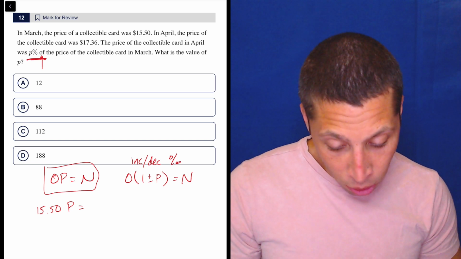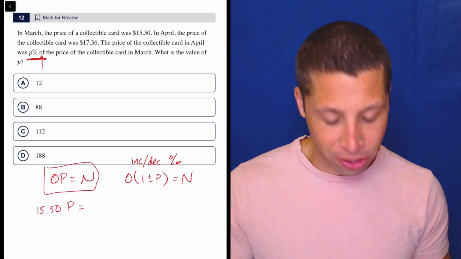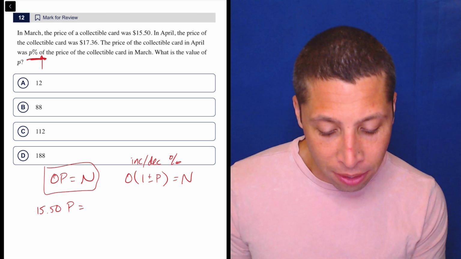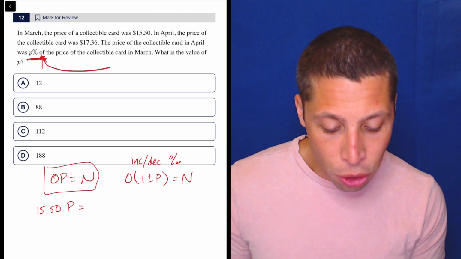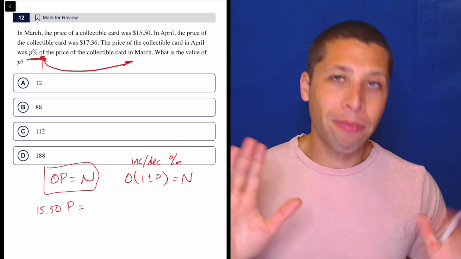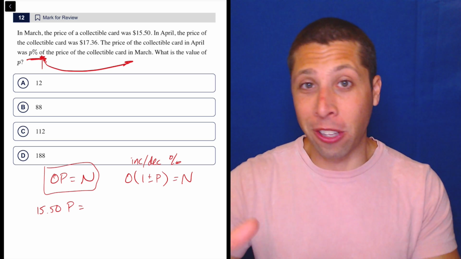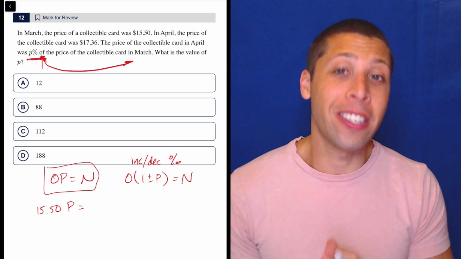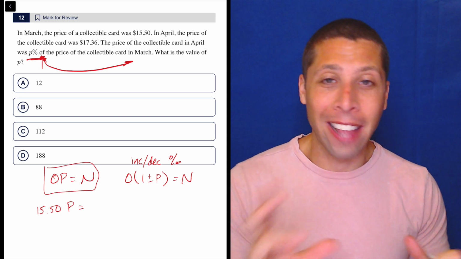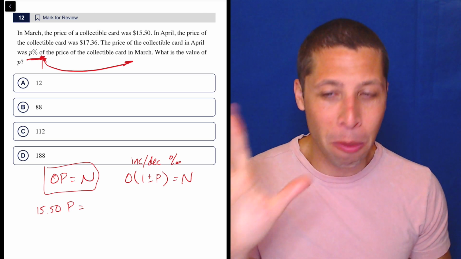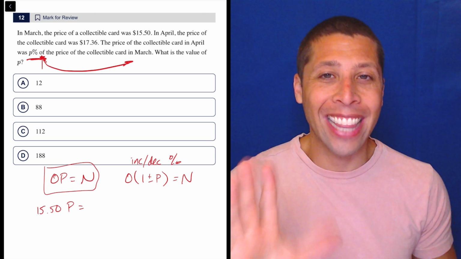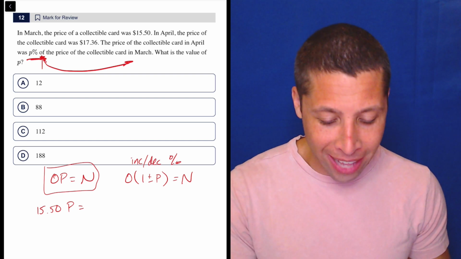Oh, wait. Yeah, okay, so that's the original. I almost made a mistake myself. But when they say "of," that's also pointing us to the original amount. So usually the original amount is when things start. So you'd think March is the original and then April is later. But I've actually seen SAT questions where they've reversed it and the time is backwards. So I just had a moment there where I was like, wait a minute, am I doing it right? But it's not that tricky. It's still tricky, but it's not that tricky.